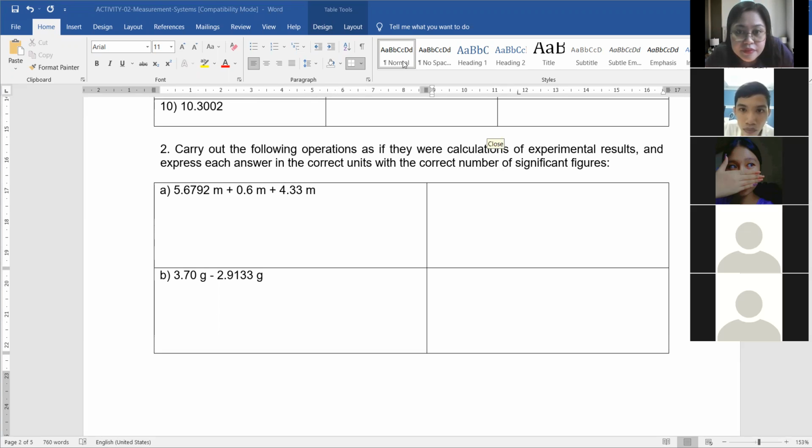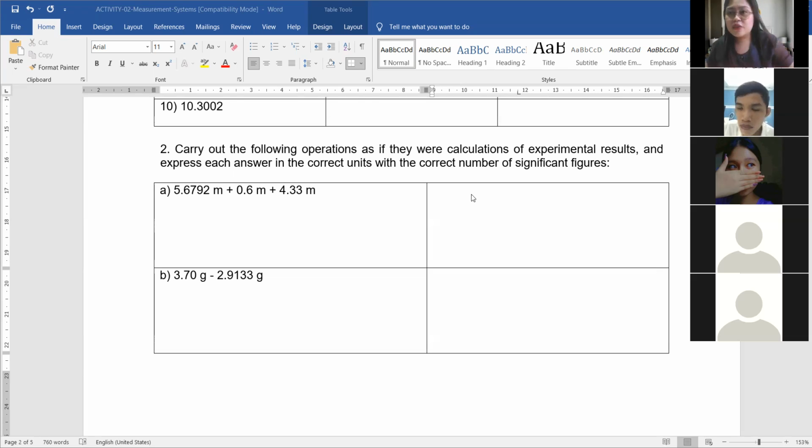Okay? Yeah, I'll post this one. Just like activity number 1, I'll be publishing activity number 2 later. And for those nga walay Schoology, please PM me sa Facebook, so that I can send you a copy of this one.